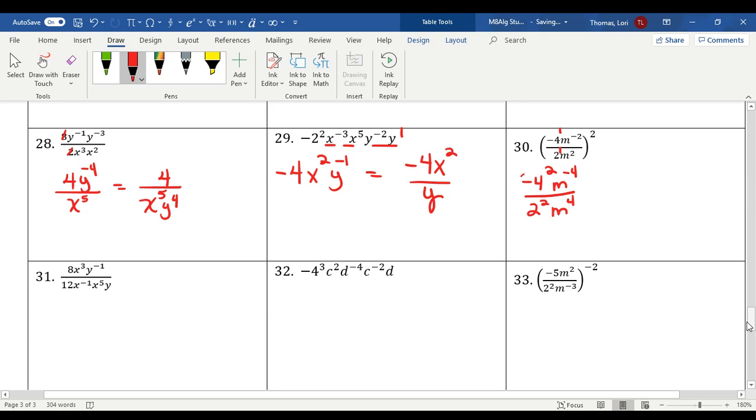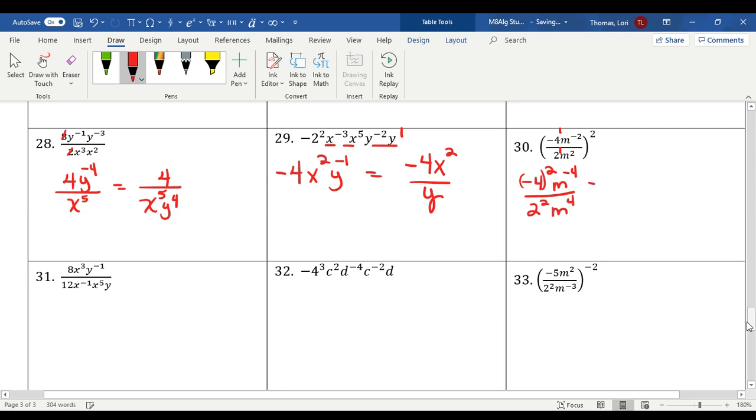Now I'm going to keep this as having parentheses. If I write this out 2 times, it would end up being negative 4 times negative 4. So we do need to keep that parentheses. I was just thinking that through.